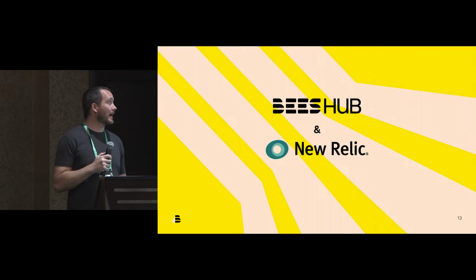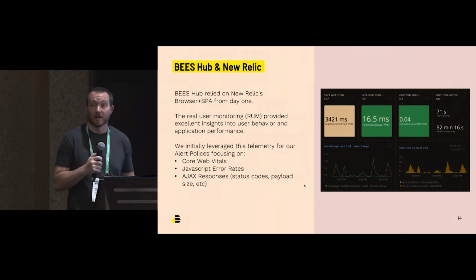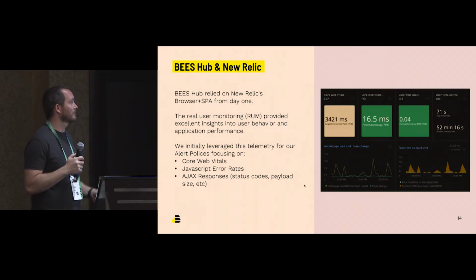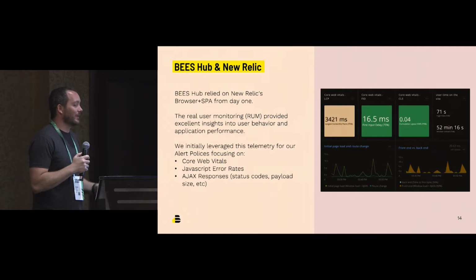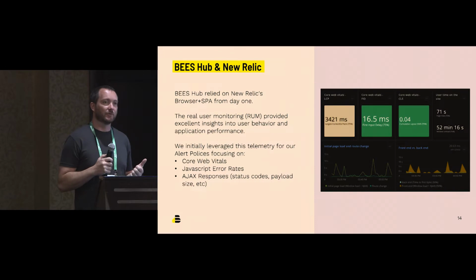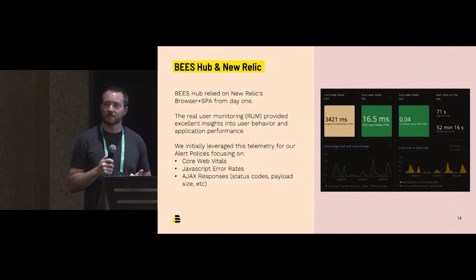And that brings us into how BeesHub is utilizing New Relic and some of the mistakes that we made as we went on our journey. So at Bees we use New Relic for all of our observability. We use the APM for our microservices. We use browser for any of our front ends, logging.